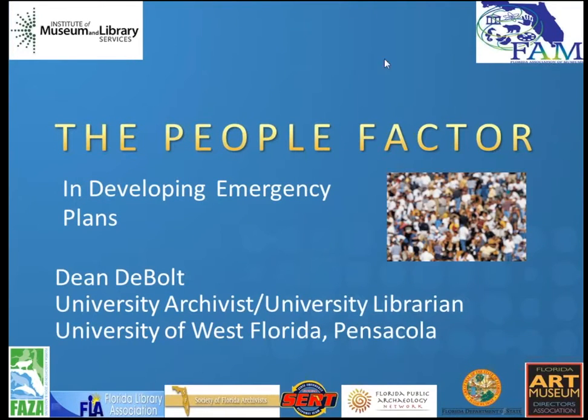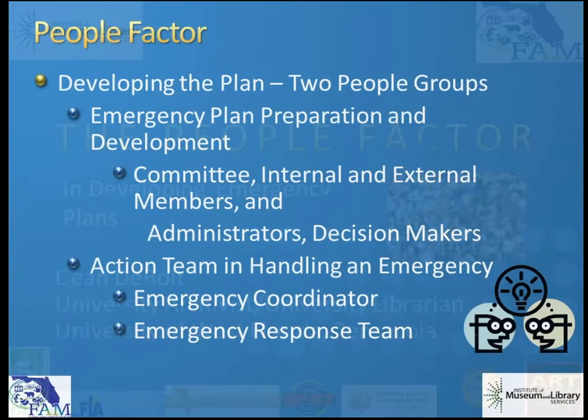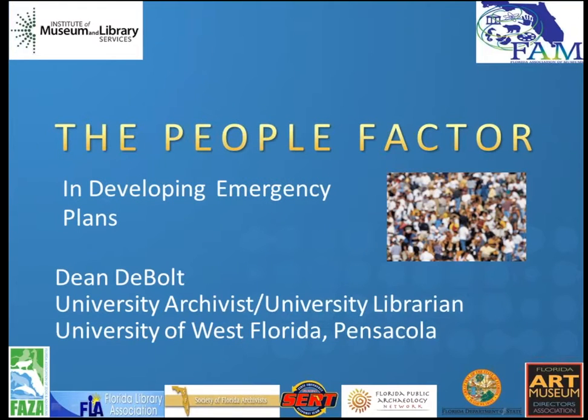I'm Dean DeVoe. I'm University Archivist and University Librarian at the University of West Florida, Pensacola. I'm in charge of the University Archive and the West Florida History Center, which is a very large, vast collection of 1.5 million manuscripts, records, maps, documents, all kinds of things. Today I'm going to be discussing the people part of developing an emergency plan, or emergency planning.